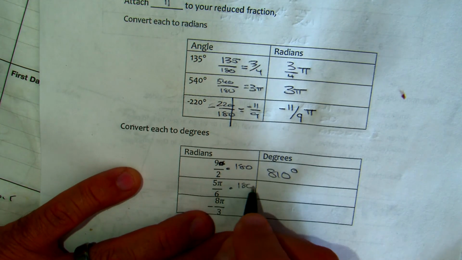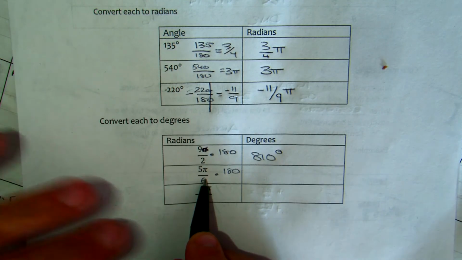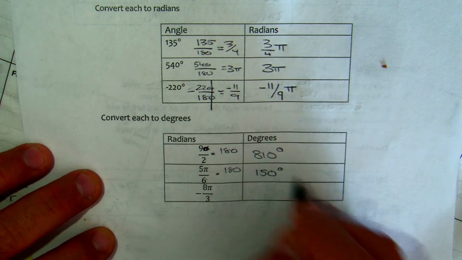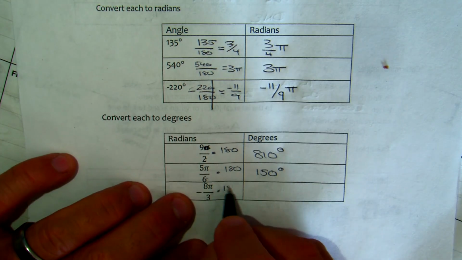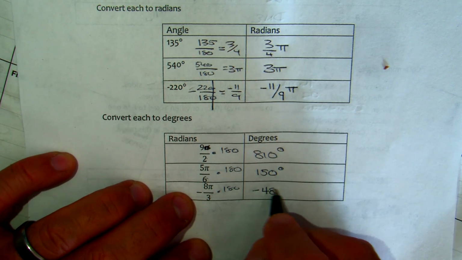All right, I'm a big fan of dividing first. It just makes my numbers smaller. 180 divided by 6 is 30. 30 times 5 is 150, so that's 150 degrees. And then negative 8 pi over 3 times 180. 180 divided by 3 is 60. I end up with negative 480 degrees.